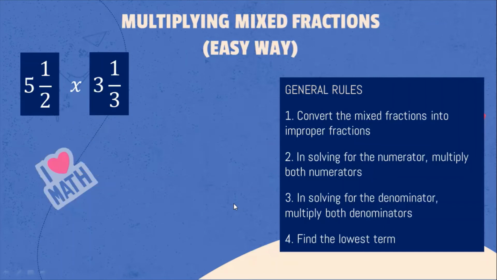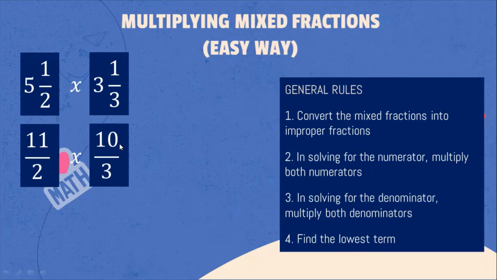Okay, next example. 5 and 1/2 multiplied by 3 and 1/3. What is 5 and 1/2 multiplied by 3 and 1/3? Convert the mixed fractions into improper fractions. 2 multiplied by 5, 10 plus 1, 11. Then copy the denominator, 2. 3 multiplied by 3, that's 9 plus 1, that is 10. Copy the denominator, which is 3, 10 over 3.